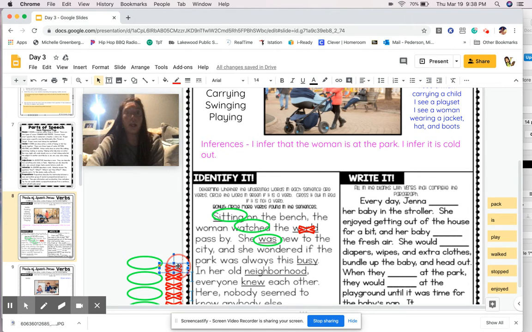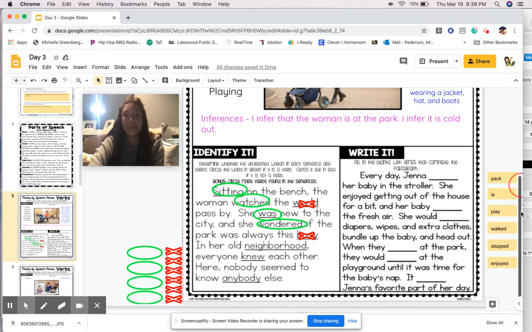Busy is not a verb. Is it? I'm going to say no. Okay? But I know that wondered is a verb, right? Because she's wondering, she's thinking something. So I'm going to expand my little green circle over wondered.